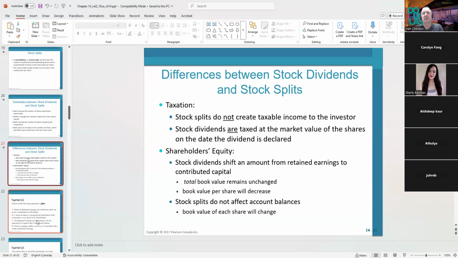Shareholders' equity implication: a stock dividend shifts the amount from retained earnings into contributed capital. Total book value is going to stay unchanged, but the book value per share will decrease. A stock split doesn't have an effect on the account balances. However, the book value of each share will change. Depends, is it a stock split or reverse stock split?